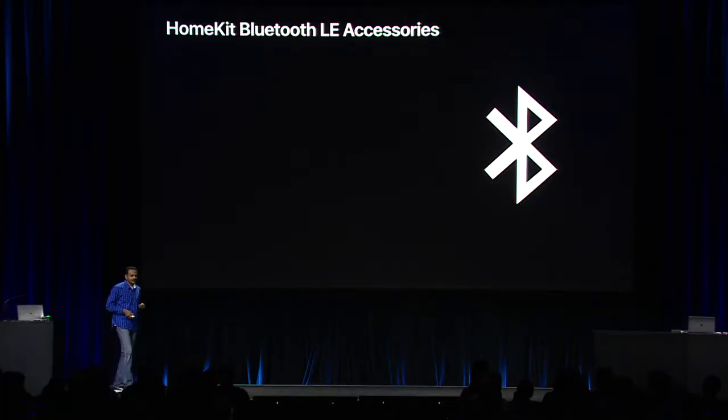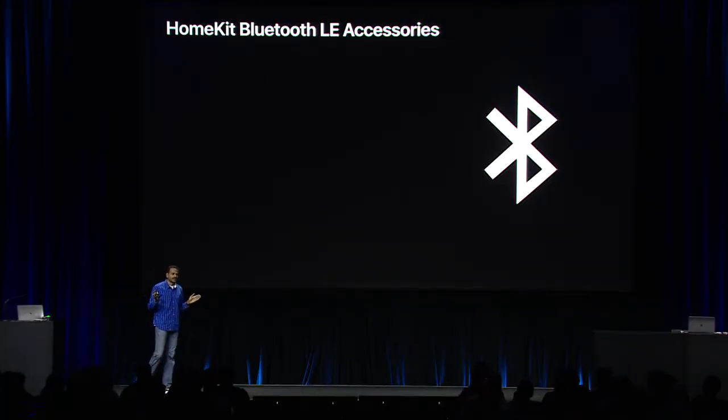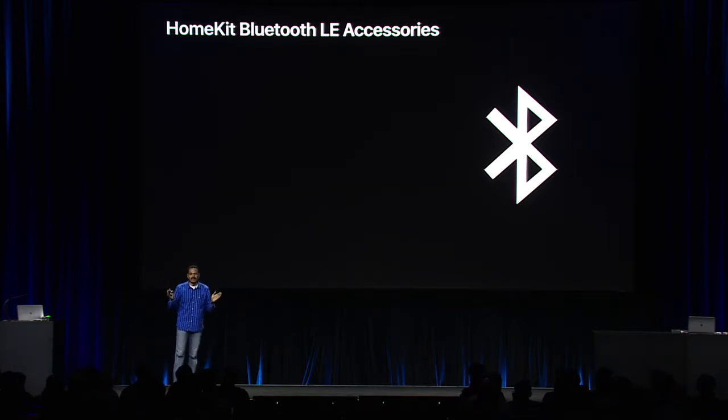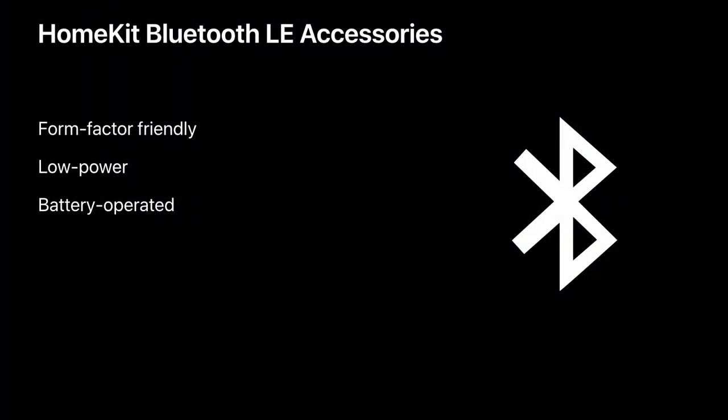Now, let's talk about Bluetooth. Over the last few years, we have seen an influx of Bluetooth LE HomeKit accessories. This is because Bluetooth LE accessories offer a lot of advantages. They are small, extremely low power, and many are battery operated, such as a contact sensor, motion sensor, and many more. And users use these to trigger events when a certain action takes place. And this is really great.